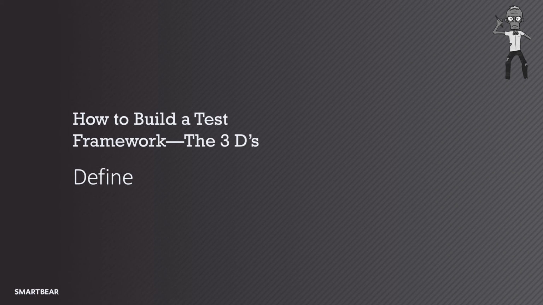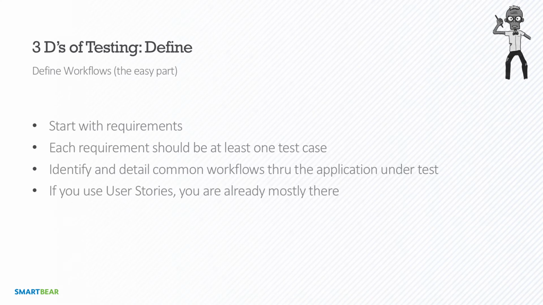But let's go through how to build a test framework. We kind of broke this out into the 3Ds. We thought that was pretty easy to remember. And so you'll see our little zombie buddy, in honor of Halloween here in the States, for the first D, which is to define. So when you start with the 3Ds of testing, you need to start by defining.